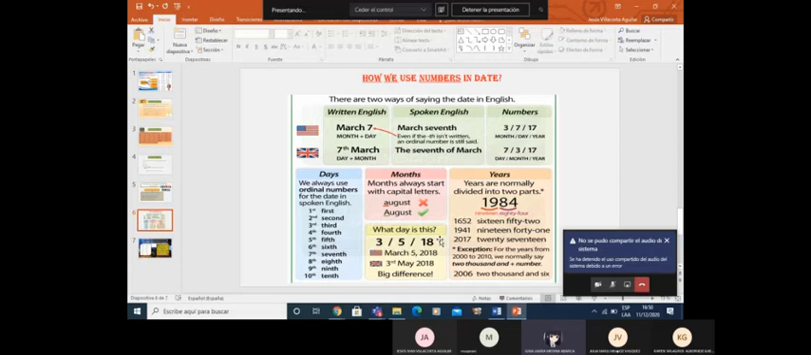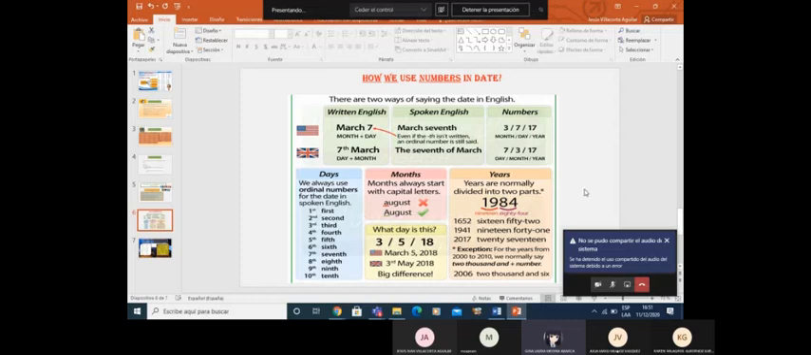And here on the slide we are seeing two types of dates. The first is the United States type and the other is the UK. In the United States, first we write the month, then the day, and finally the year. But in the UK form, first we write the day, then the month, and finally also the year. And what can I tell you about the days? We always use ordinal numbers for the date in spoken English.